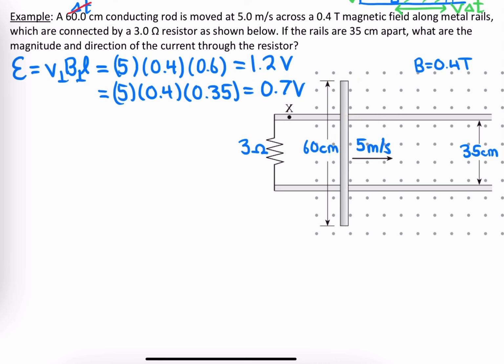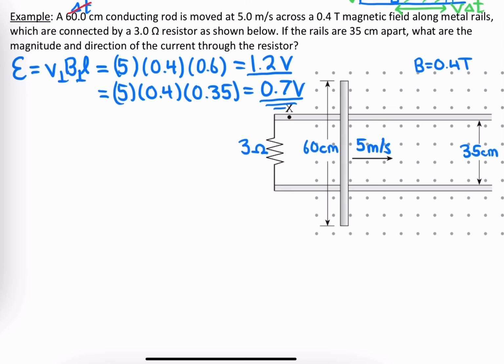So yes, this whole conductor has a voltage of 1.2 volts. But because in this question we're only interested in the current going through this resistor, we're only interested in the voltage that's actually connected to this circuit. And that voltage is just the voltage between there and there, which is 0.7 volts. So these are both legitimate voltages, but it's the second one that's going to be relevant for the problem we're trying to solve.